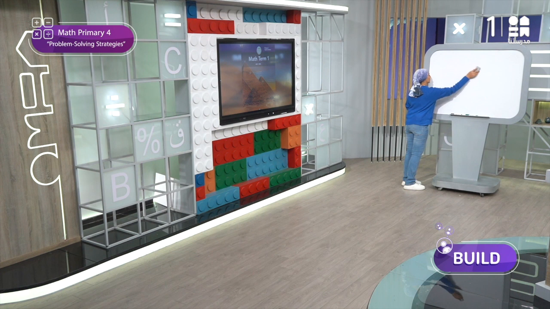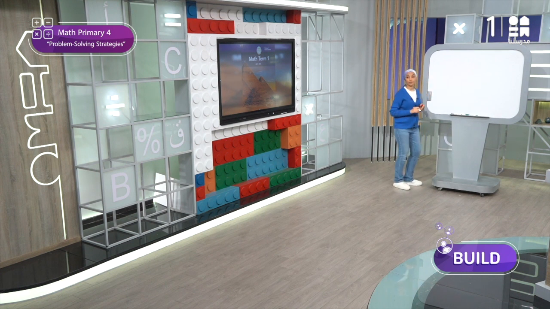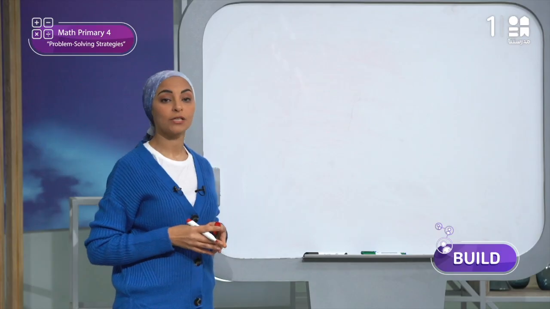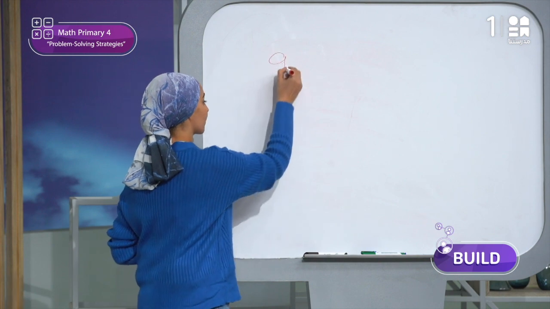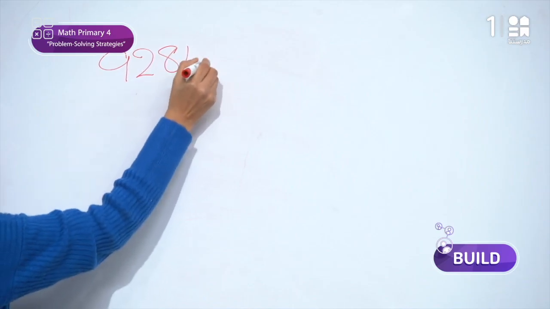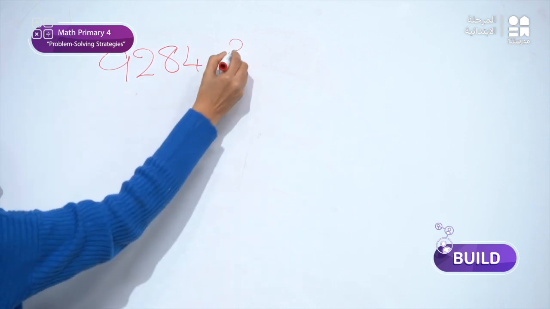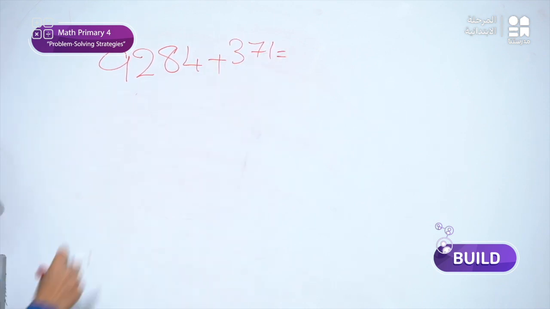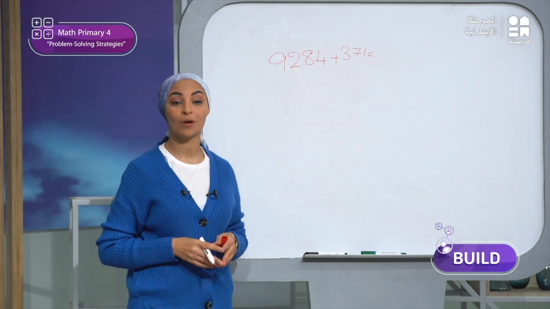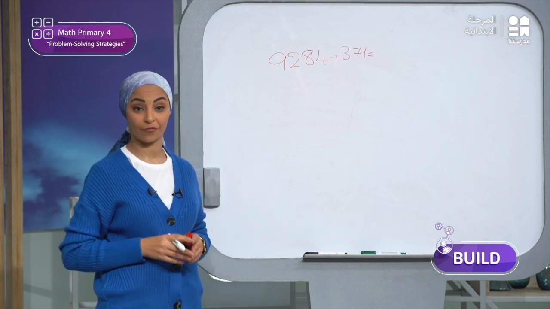Let's write it all together. Here, the first number is 9284. I will add this number with what? Plus 371. Before solving this problem, I want to estimate the number first.